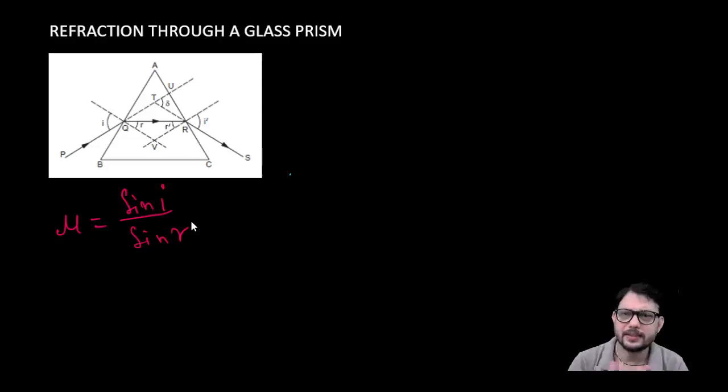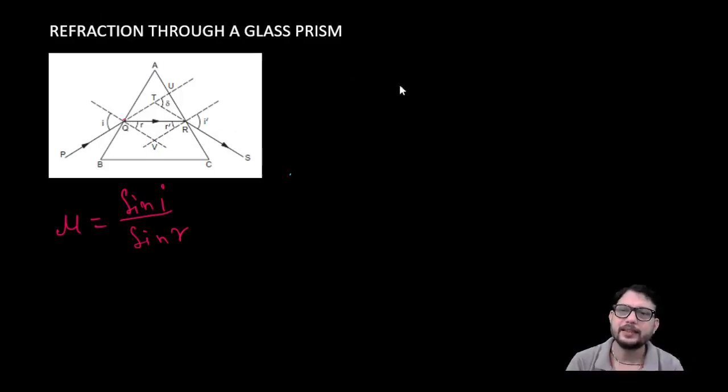So it is clear that mu equals sin i upon sin r. There is no problem. That is quite easy. Now, if we want to calculate the value of i and r by simple geometry, then what should we do? Let's focus on the point Q.